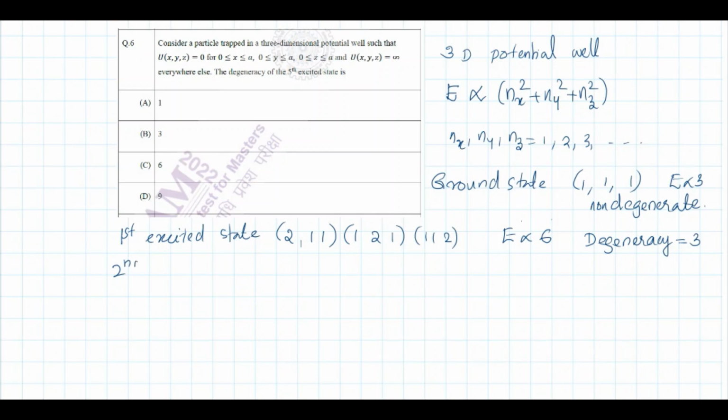Second excited state, again one more quantum number becomes 2. That is 2 2 1, which can be written as 1 2 2 or 2 1 2. Again there are three possibilities. E is proportional to 9. Degeneracy is 3.